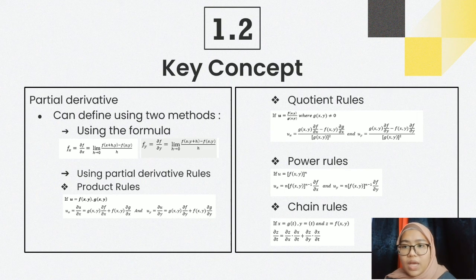However, if we have three equations, for example x equals g(t), y equals h(t), and z equals f(x,y), we need to apply the chain rule to find the partial derivative. So that's all from me.